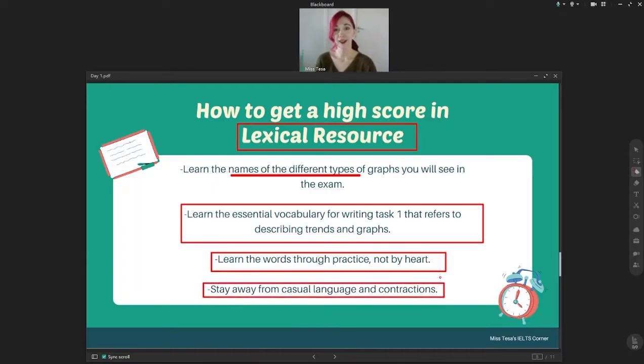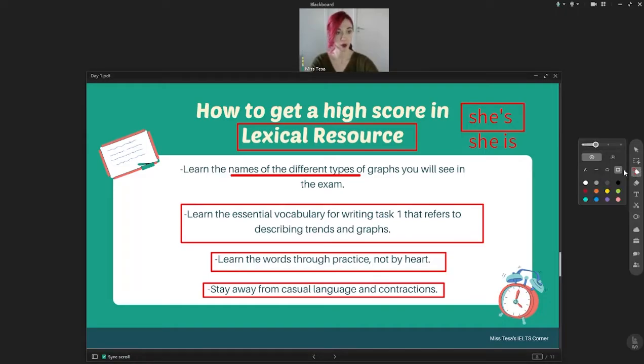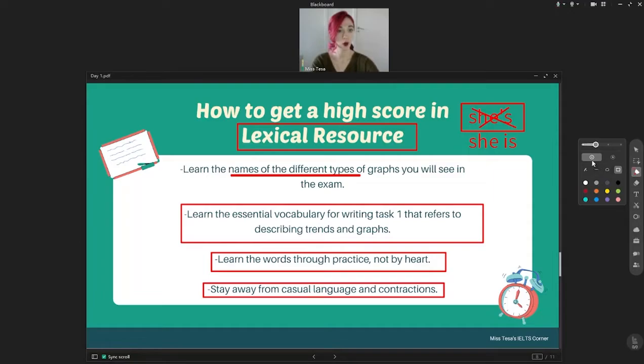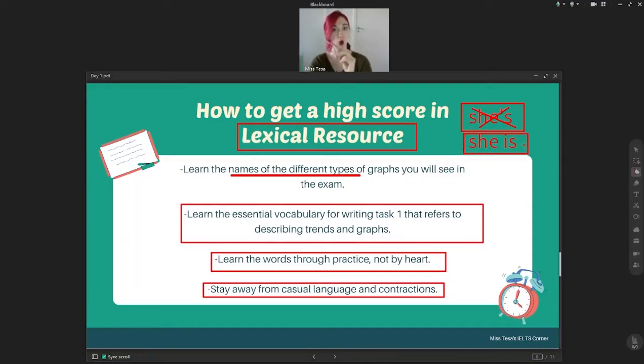And okay, another thing is stay away from casual language and contractions. Real quick, contractions are just, for example, this, she's. To contract something means to make something smaller or shorter. So instead of saying she is, in a contraction, you say she's. But in the writing exam, we don't want to do this, okay? We don't want to use contractions. We always want to use the full form, she is, okay?